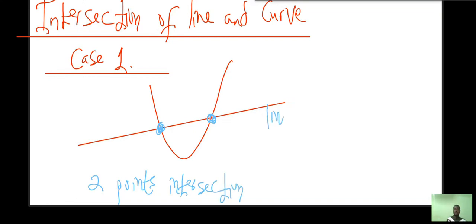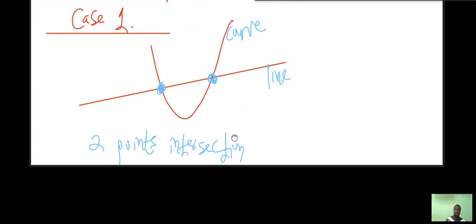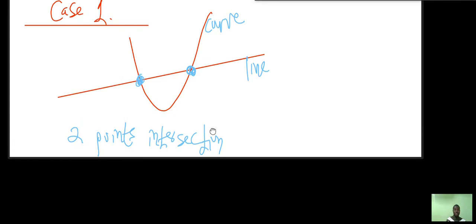Obviously, we know this is a line and this is a curve. So when we have 2 points intersection, we know that the line cuts the curve at 2 distinct points. Now, this basically looks like what we have just learned for a quadratic curve to cut the x-axis at 2 distinct points. And we said b squared is greater than 4ac. So this is what you use to solve questions when you have a situation like this, case 1.